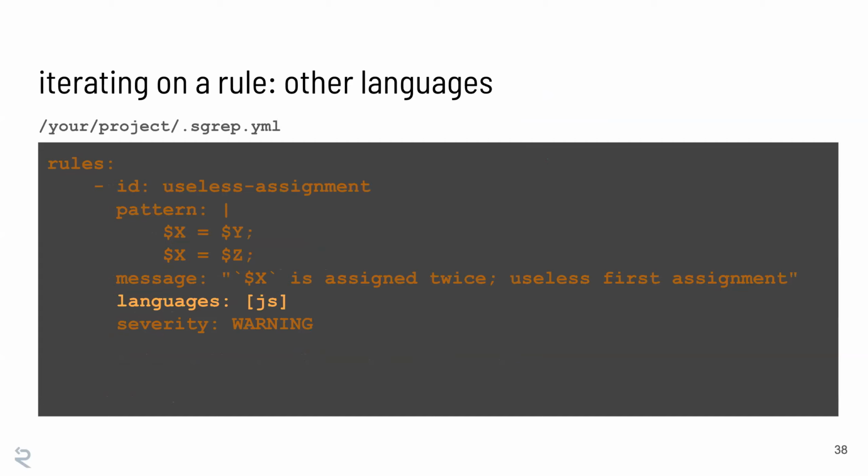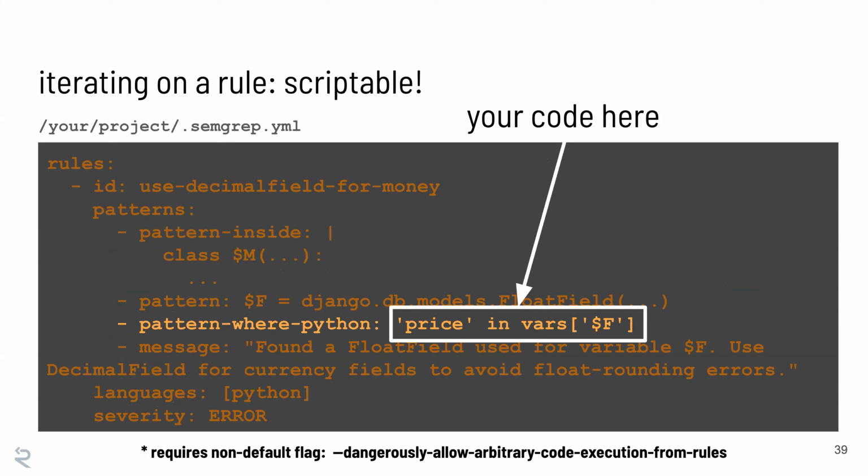On the web UI, Semgrep Live, we just had that radio button that we could push to change languages. But in the YAML syntax, you'd want to specify the actual language. And then here's something that is really interesting. I teased this at the start of the presentation, and it's the first time that we're talking about it publicly, but we've added support for a pattern where Python.